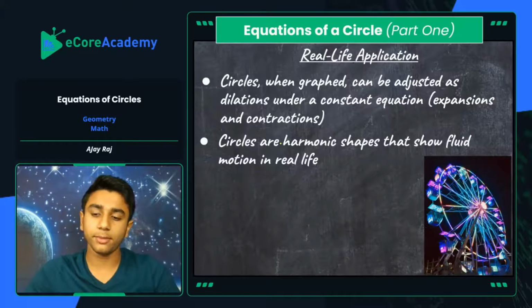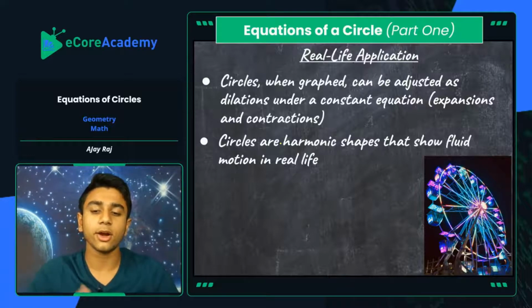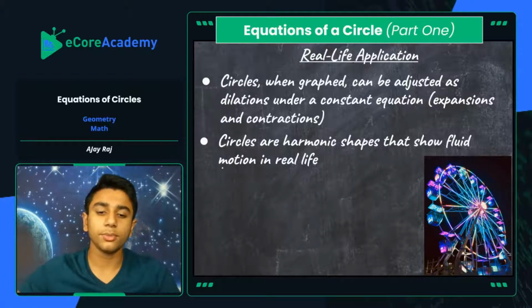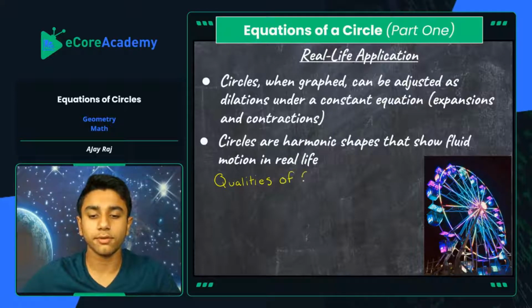And this is a real-life application right here. So this is a Ferris wheel. This is a very important circle. And the reason that I wanted to put this out is because it's a harmonic shape. So I want to put this down here for just basic qualities of circles. So I'll say qualities of circles. And these are all real life.